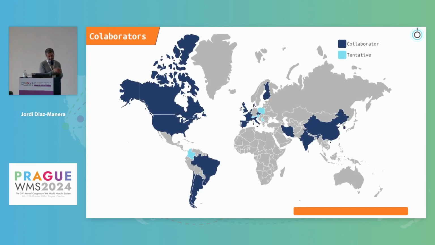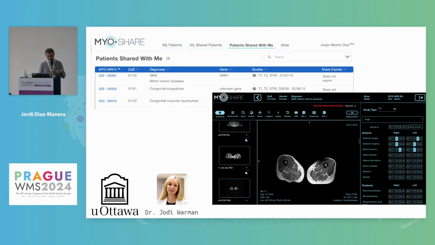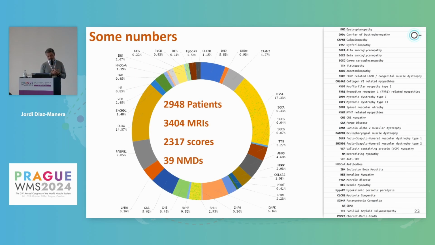So this project that started as something small some years ago has now grown, and we have a huge network now of people that are sharing MRIs with us. You can see that we have collaborators around the world, and we share these MRIs using this tool, MyoShare, that has been built by Jody Warman in University of Ottawa, that allows sharing MRIs between different research groups in a safe way. And what we have been able to collect is 3,500 MRIs, more or less, of 3,000 patients with 39 different neuromuscular diseases.